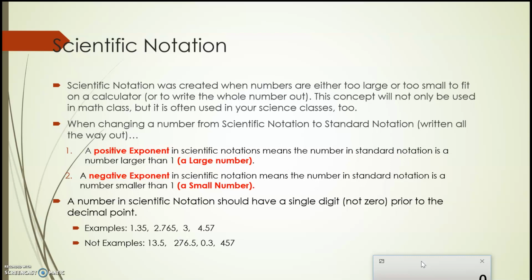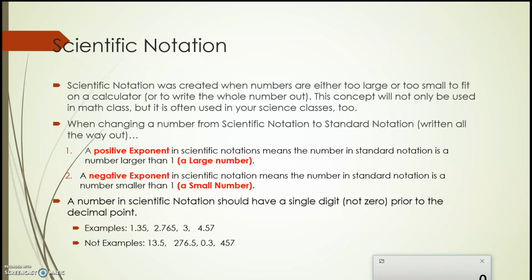When you're changing a number from scientific notation to standard notation, that means it's just written like a regular number. A positive exponent always means that you are going to end up with a large number when it's in standard notation. When it's in normal notation, that's going to be a really big number. If there's a negative exponent that goes with the 10, that means it's going to be a very small number, a number that's less than 1, okay?